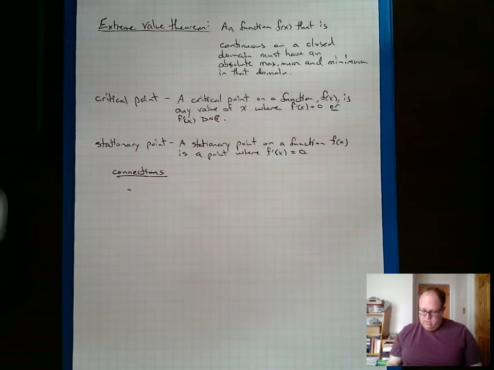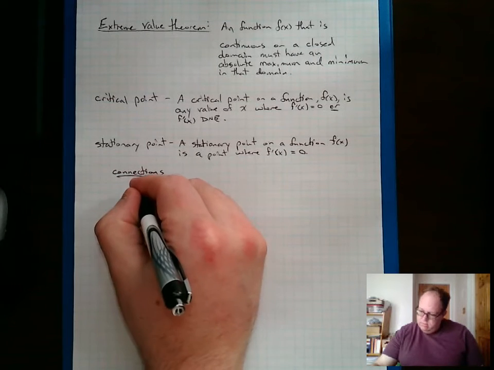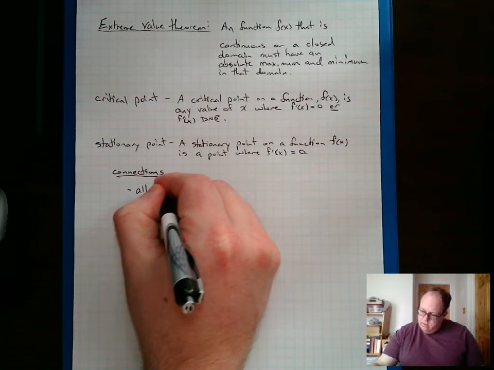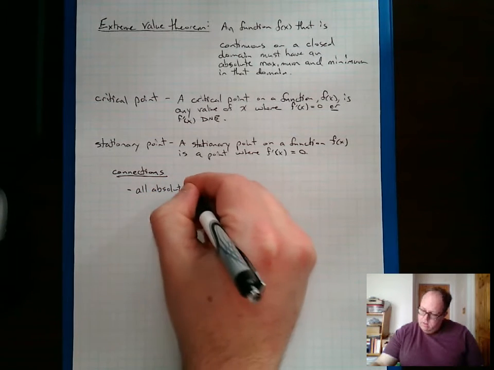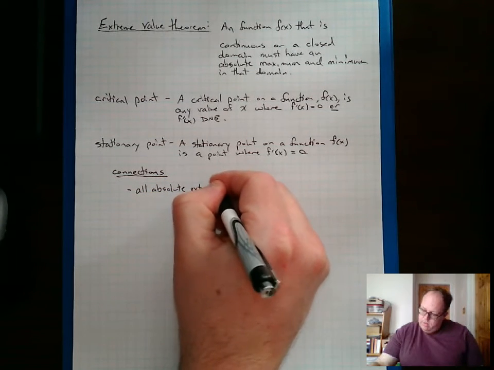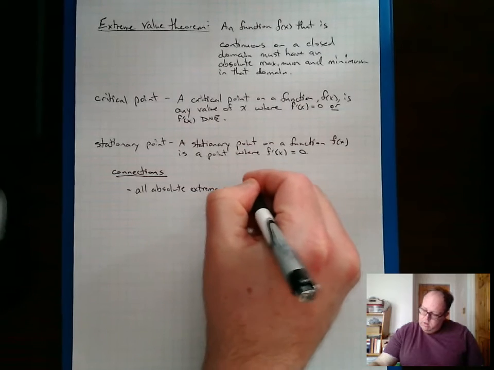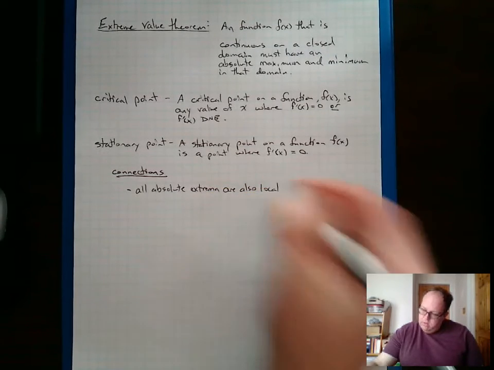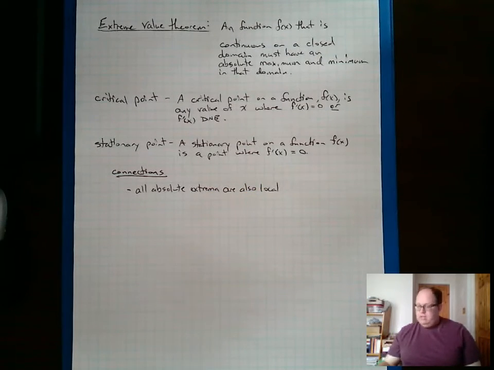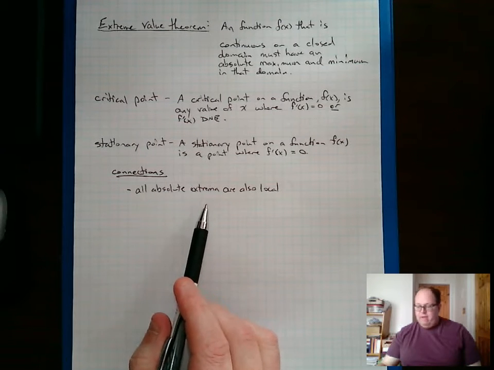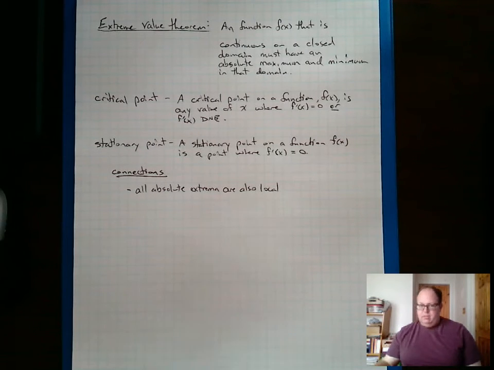First up, all absolute extrema are also local extrema. Because obviously, if it is the highest point on the entire graph, then it's going to be the highest point in its neighborhood, in its local area on the graph. Same thing for low values or minimum.